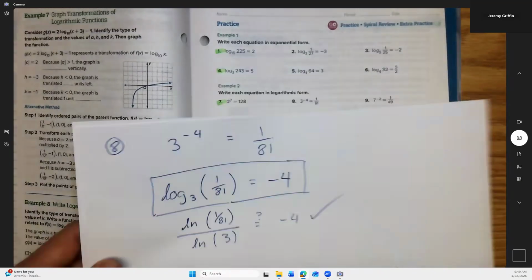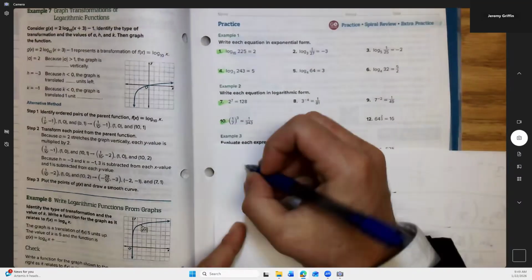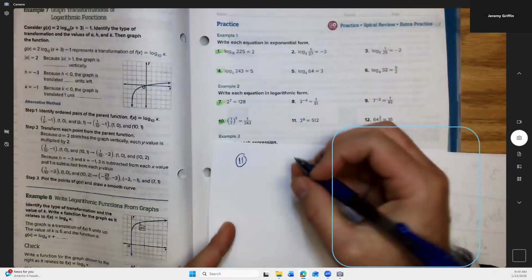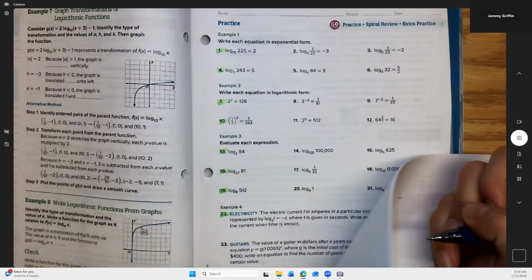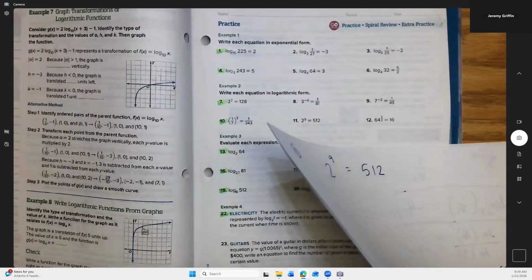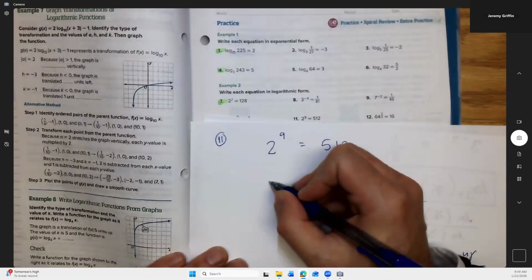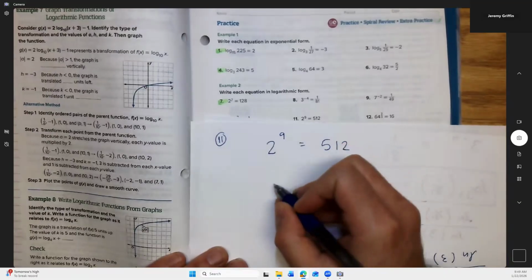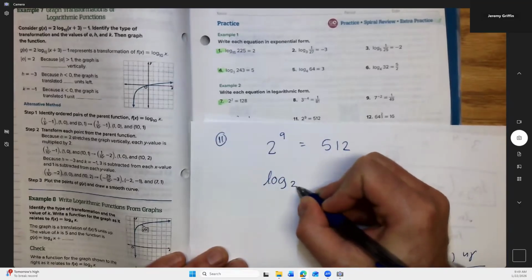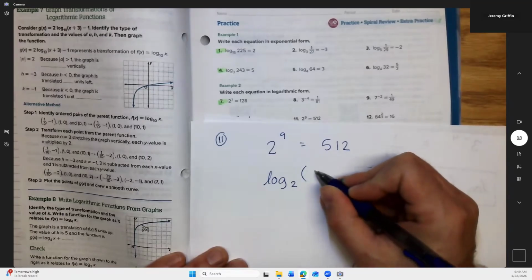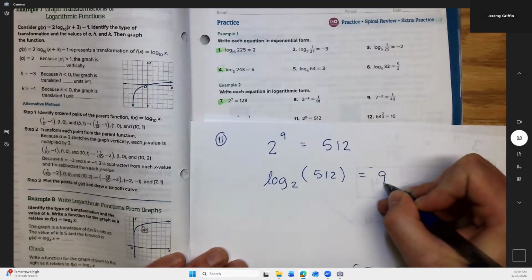All right, let's try another one of those. So number 11. It says 2 to the power of 9 is equal to 512. So how can you write this as a logarithm? Log base 2 of 512, and that should be equal to 9.